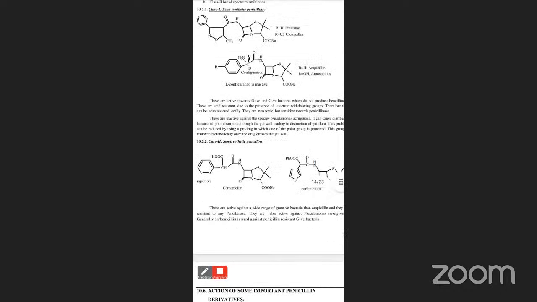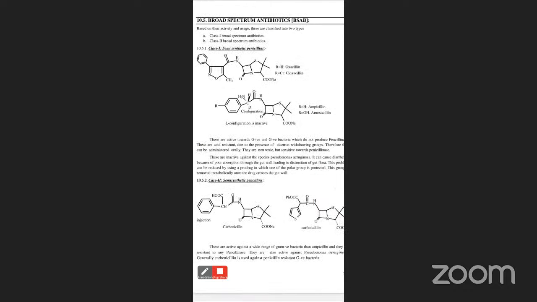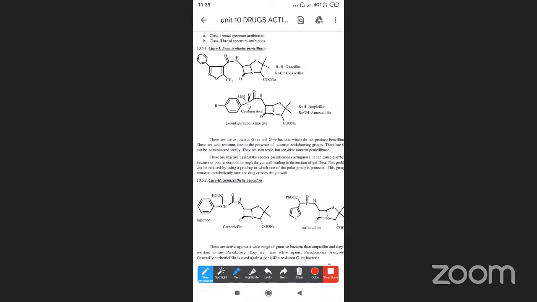So what are the structural features here? Sir, in oxacillin and cloxacillin, I have a question, sir. Tell me. They are asking that instead of R we can substitute H, or instead of R we can substitute Cl. If you substitute H it will be oxacillin, if you substitute Cl it will be cloxacillin. But where is the R in this structure?